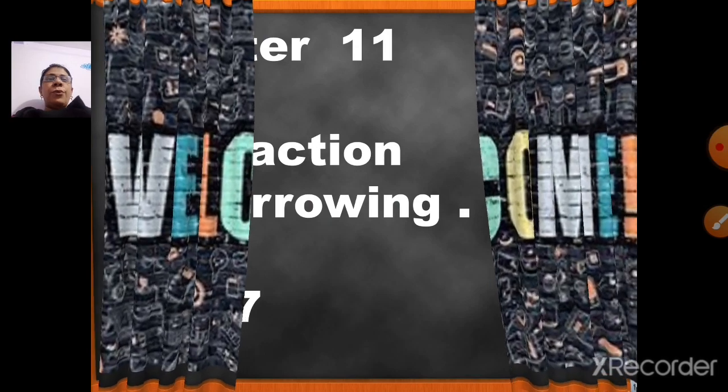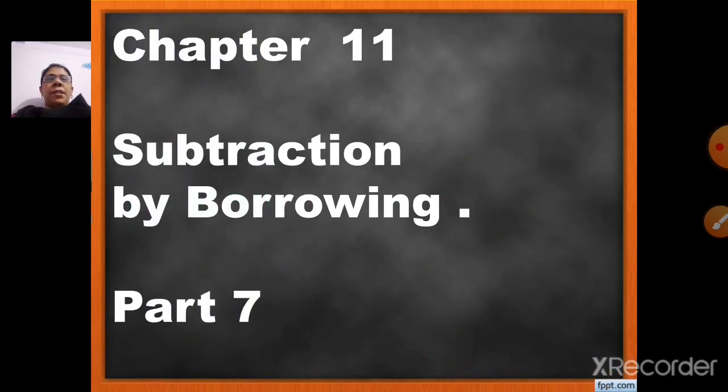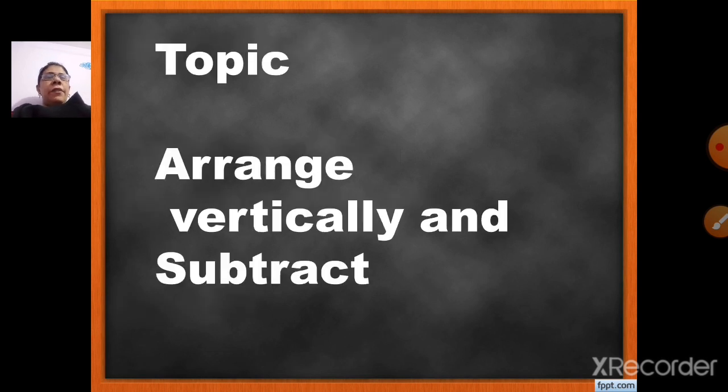Now, children, as you know, we are continuing with our chapter number 11, subtraction by borrowing. In our previous session, we finished our part 6. Today, we will be doing part 7. In part 7, we will be doing the topic of arrange vertically and subtract. This we have done before. Today, we will be doing a revision of arrange vertically and subtract.